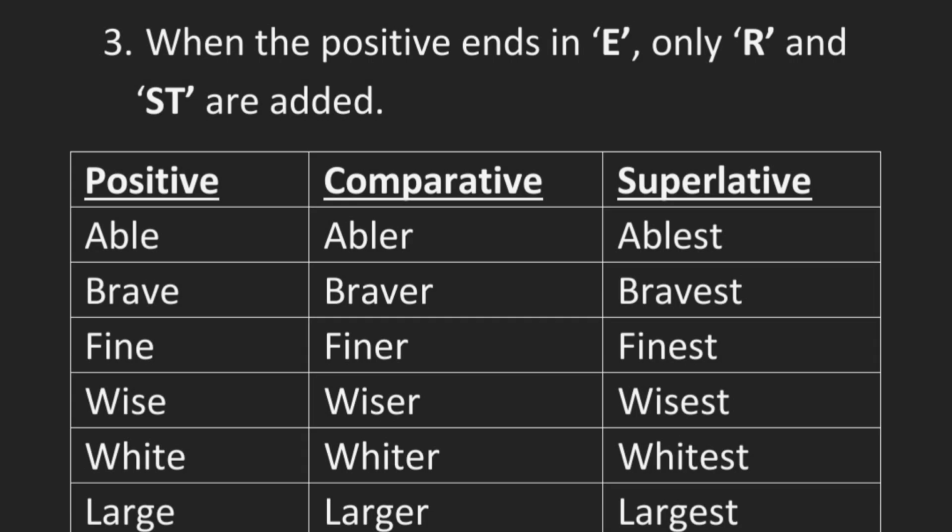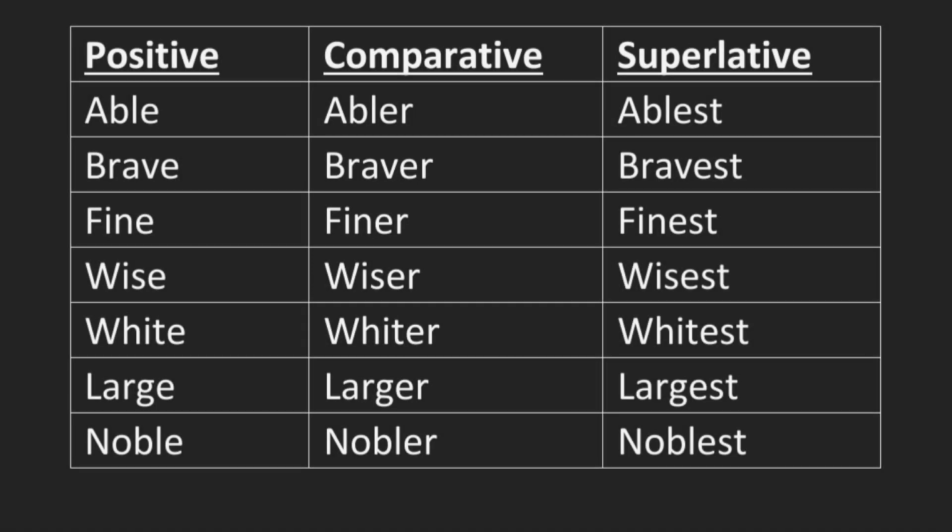Now, the third type is when the positive ends in e, only r and st are added. Means the positive, the adjective is ending with e. For that, we need to add only r and st, because we are normally adding er and est, but the word is already ending in e, so we need to add only r and st. Now you can see the example, that is able, abler, ablest, brave, braver, bravest, fine, finer, finest, wise, wiser, wisest, white, whiter, whitest, large, larger, largest, noble, nobler, and noblest.